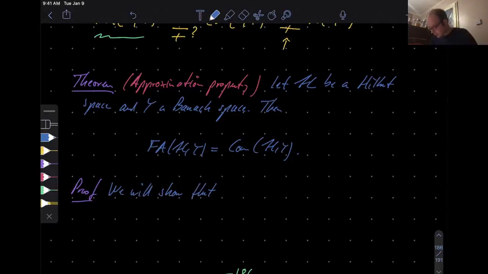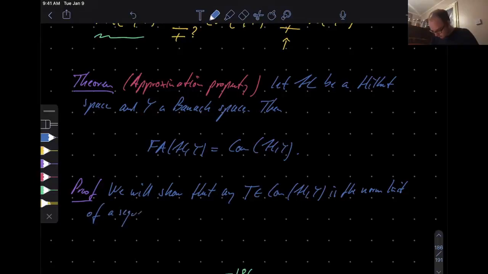that any T in the compact operators on H is the norm limit, and we will construct that sequence explicitly. So this is actually a constructive proof. T is the norm limit of a sequence of finite rank linear transformations.